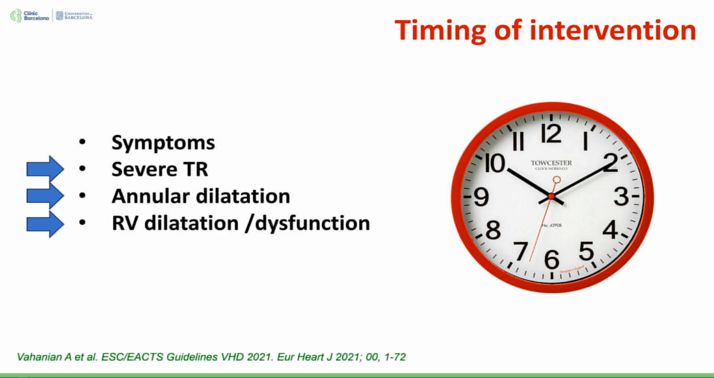Regarding timing of intervention, this is what the European guidelines say, very similar to what the American guidelines say. Mainly, the indication for intervention relies on the presence of symptoms, but also on the presence of severe tricuspid regurgitation, on the presence of annular dilatation, and on the presence of right ventricular dilatation and dysfunction. The last three depend on imaging.